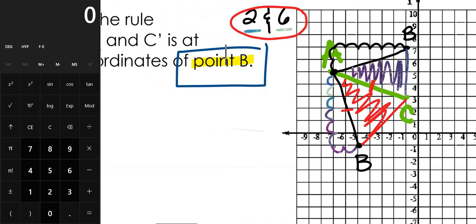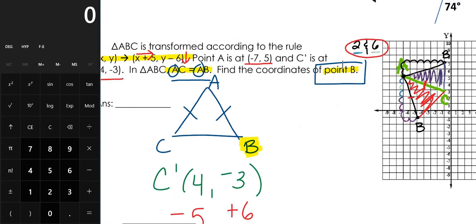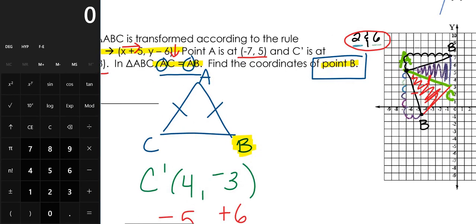So right now I've given you two options. Let me write those down. B could either be at (-1, 7) or (-5, -1). Those are the two that we've solved for so far. Now that completes page 33. We only have two more pages left. We can do this.